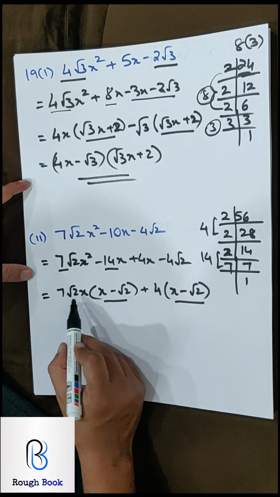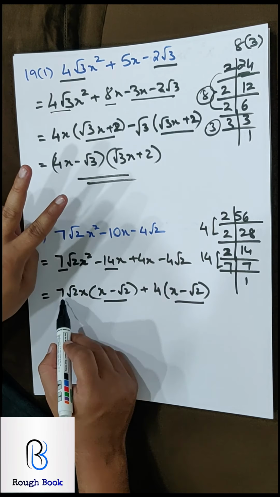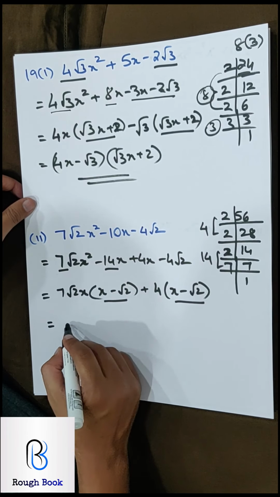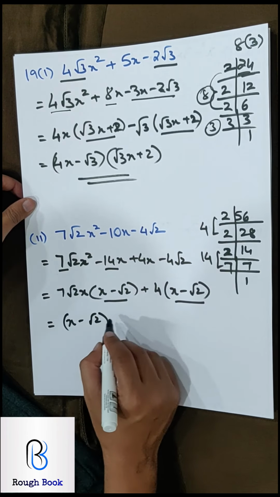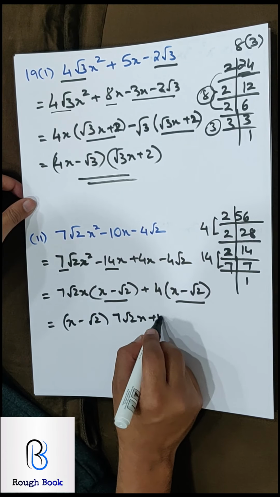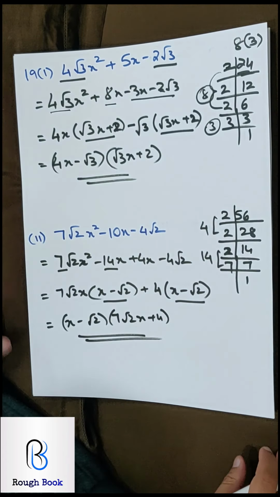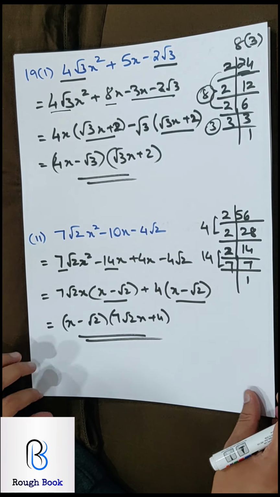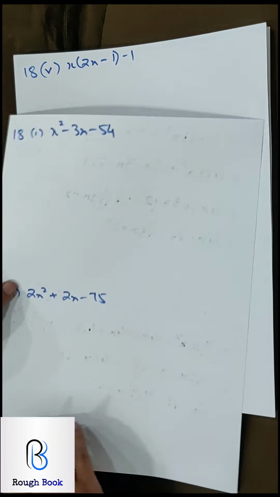7 into root 2. Root 2 becomes 2. 2 into 7, 14. We are sorted. So we have to cheat, but don't tell us. x minus root 2, 7 root 2 x plus 4. Stop laughing. Finish your sum. Good job if you got it. Please practice these sums. They are very good questions.